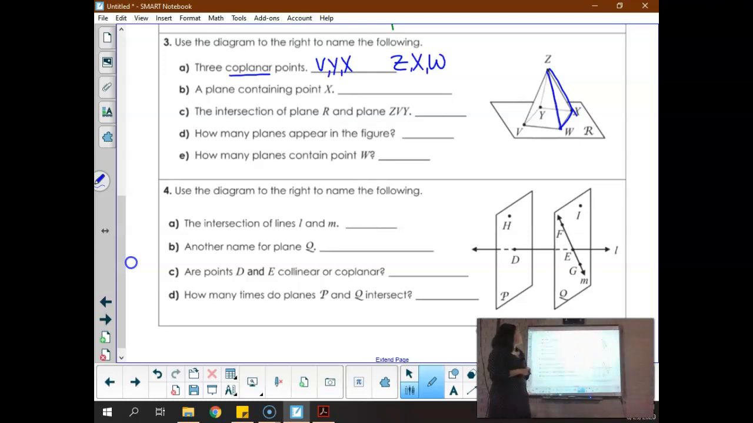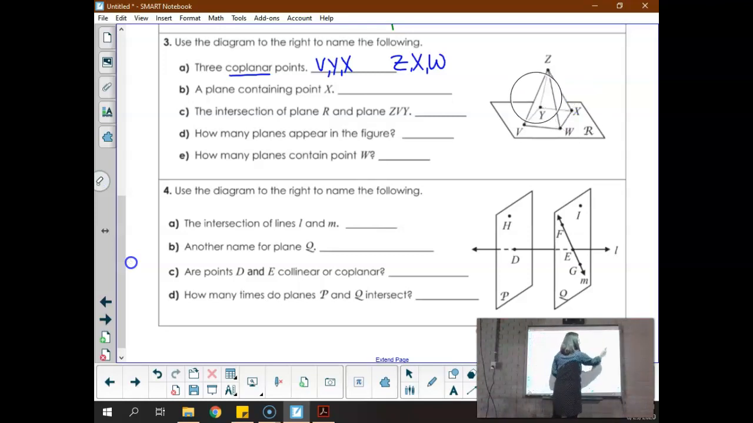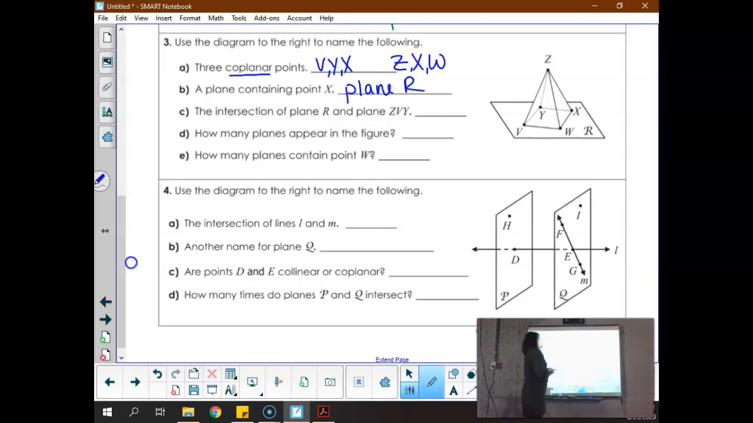All right. Part B, a plane containing point X. Well, the plane that contains point X, which is down here at the bottom, is going to be plane R.